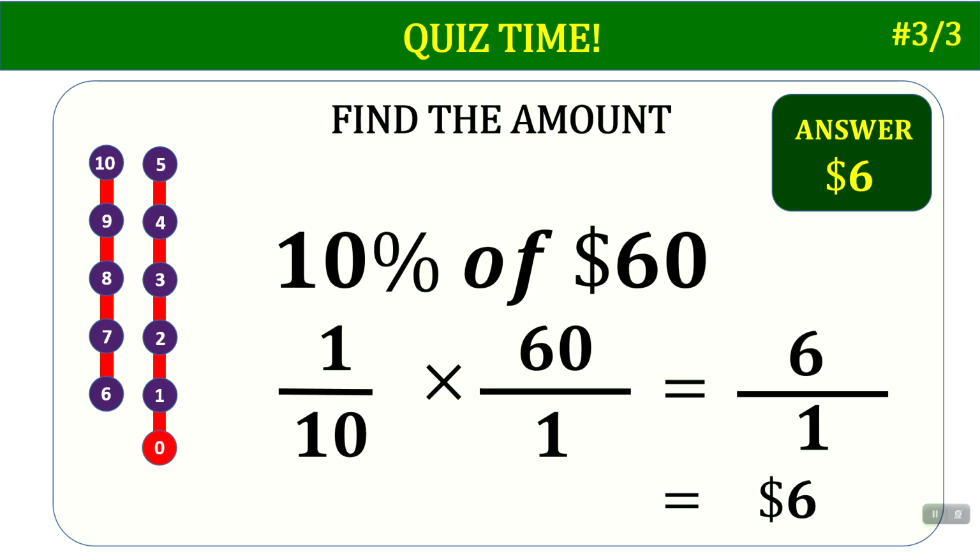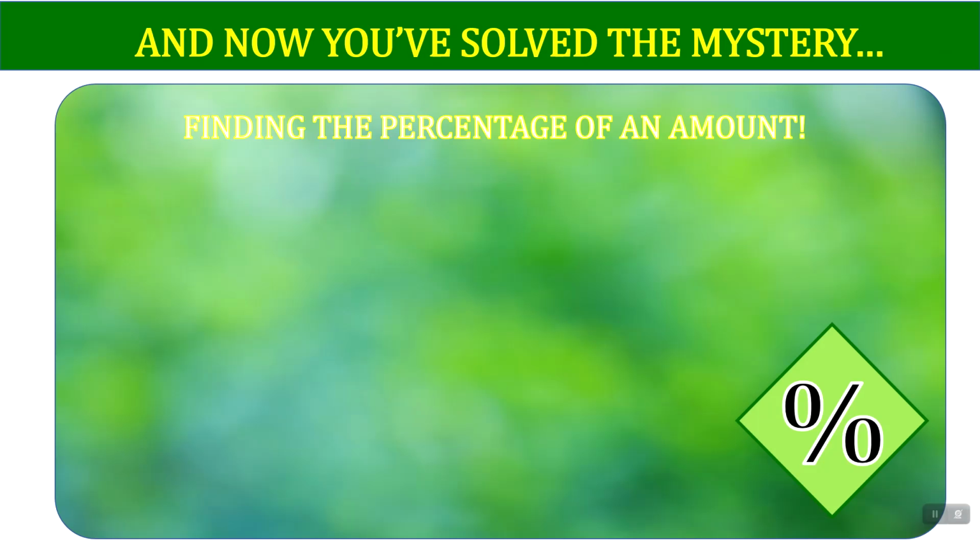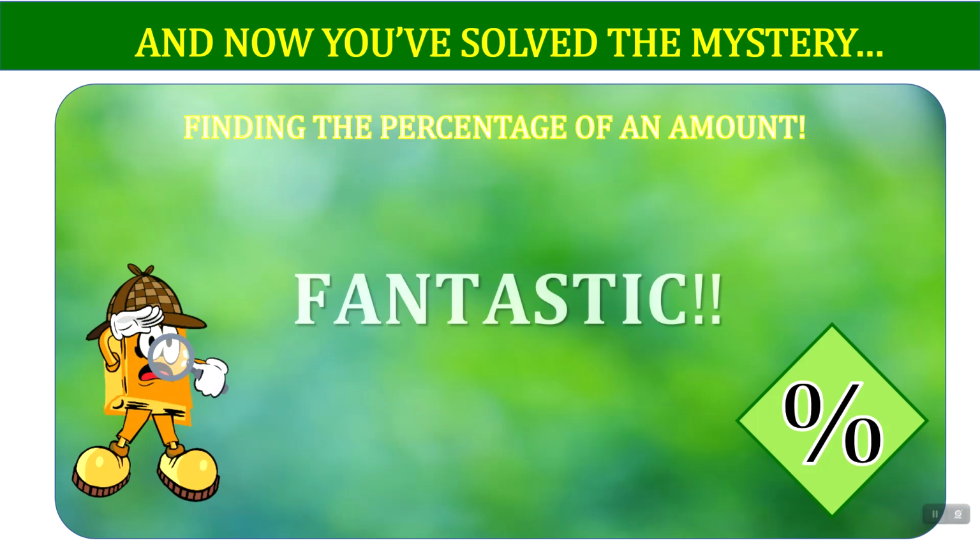But if you have a look at the question and the answer, $60 and $6, you can see the digit 6 in both. And this is because anytime you find 10% of a number, all that you really need to do is to move the decimal place 1 place to the left, and that is your answer. And now you've solved the mystery of how to find the percentage of an amount. Fantastic.